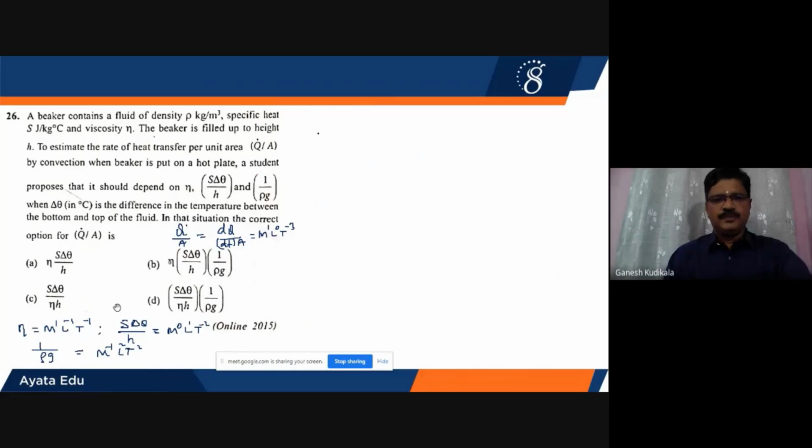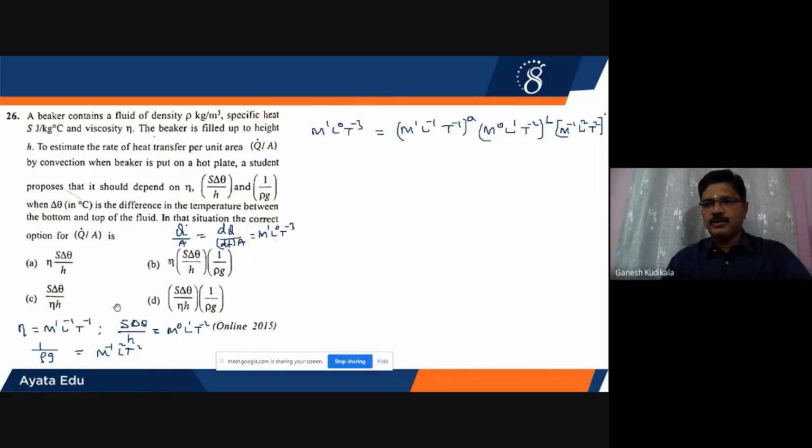Okay, now let us go for the equation. This is m1 L0 t power minus 3 will be equal to the first term, coefficient of viscosity to the power of A, that is m1 L power minus 1 t power minus 1 to the power of A. Second one is s delta h by g to the power of B, its value just now calculated is m0 L1 t power minus 2 whole to the power of B. Third one will be 1 by rho g, value is m power minus 1, L square, t power 2 whole to the power of C.